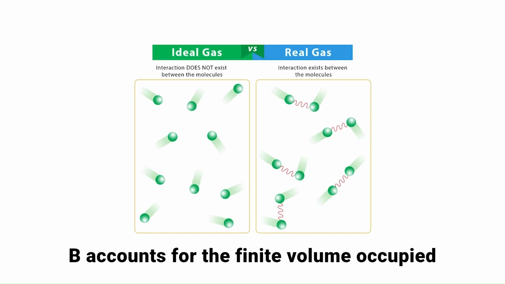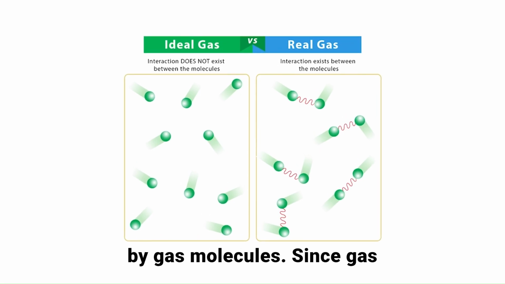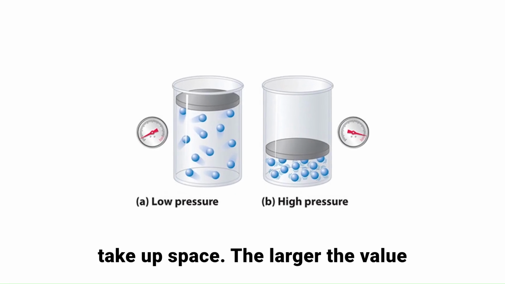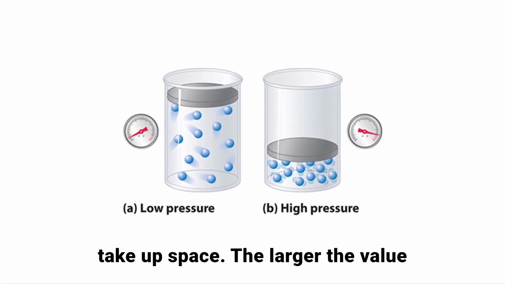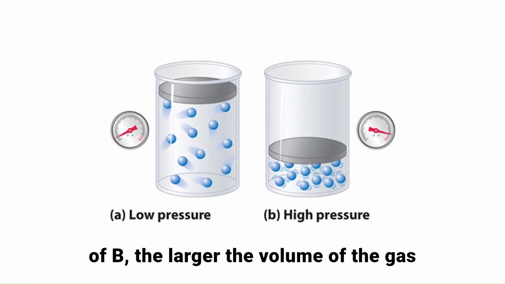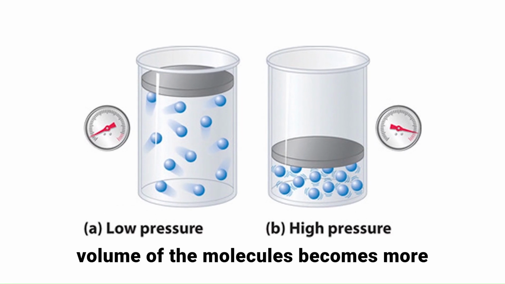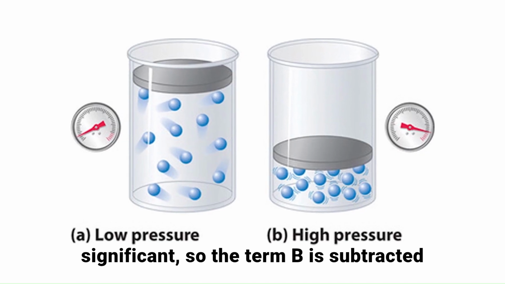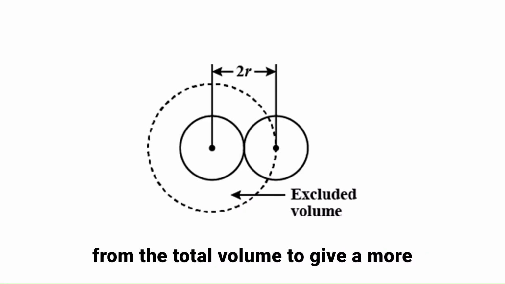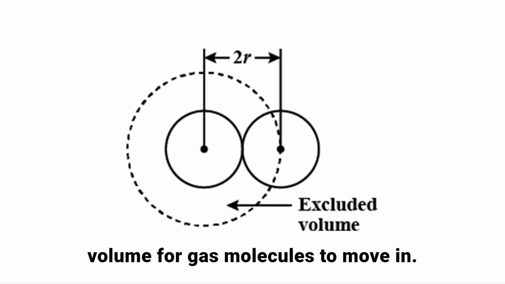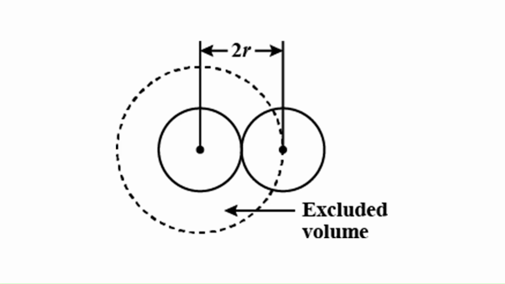The term b accounts for the finite volume occupied by gas molecules. Since gas molecules are not point particles, they take up space. The larger the value of b, the larger the volume of the gas molecules. At high pressures, the volume of the molecules becomes more significant, so the term b is subtracted from the total volume to give a more accurate representation of the available volume for gas molecules to move in.